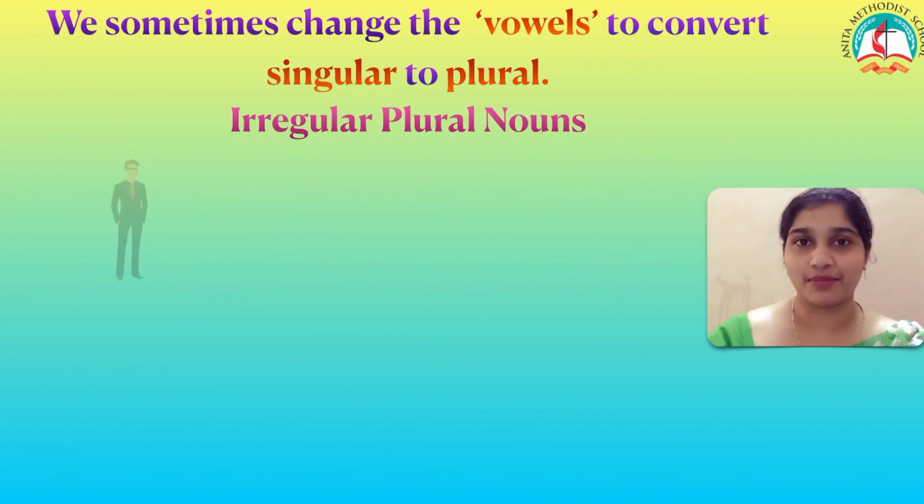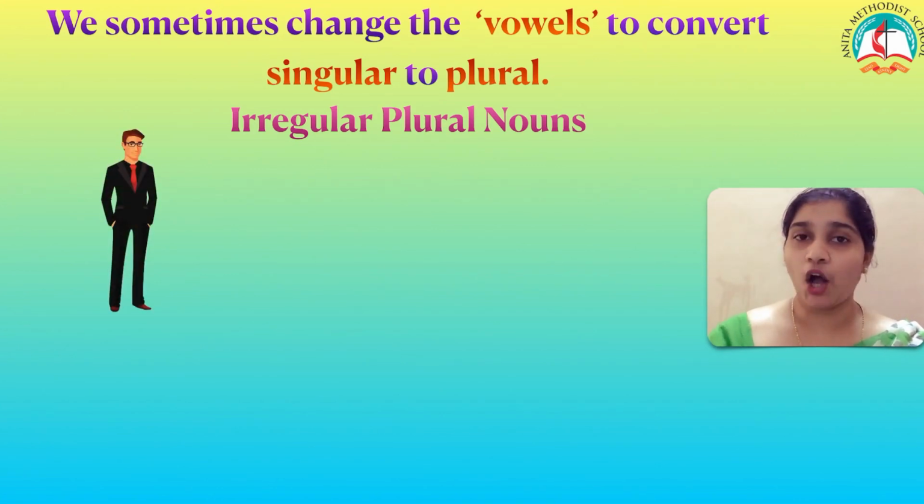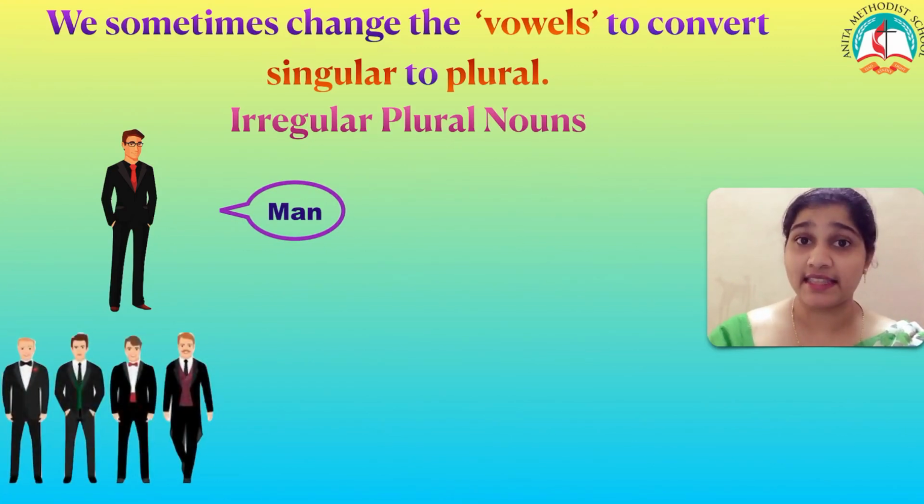Here is an example. How many persons do you see in this picture? It's only one person, and we mention him as man. How many persons do you see in this picture? There are four people, so we mention it as men. Children, if you note, the vowel in man is changed into E when I change it into plural.